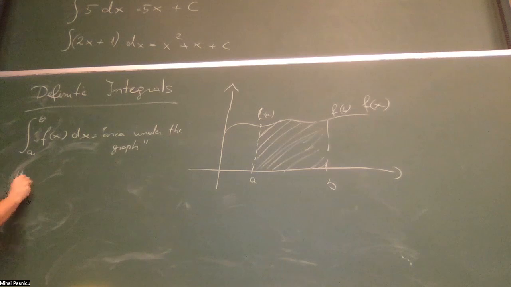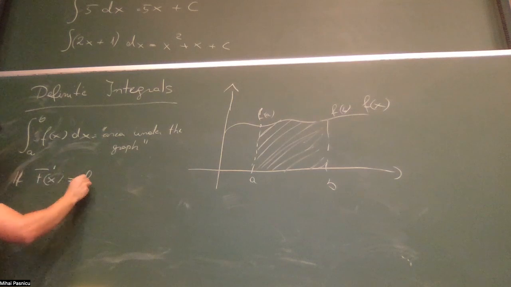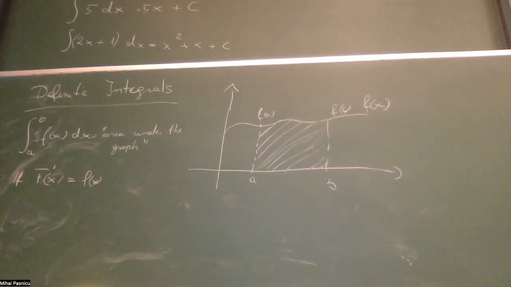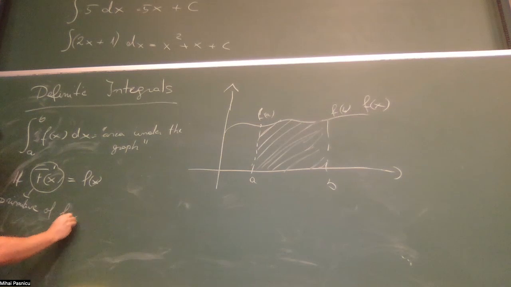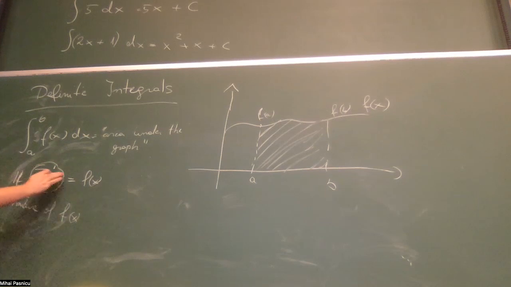So if big F of x has derivative equal to small f of x, in this case there's actually a term for this F of x. This F of x is called a primitive of small f. I'm not really a big guy for names, so if you don't want to remember this, I'm not really stressed about it. It's called a primitive.